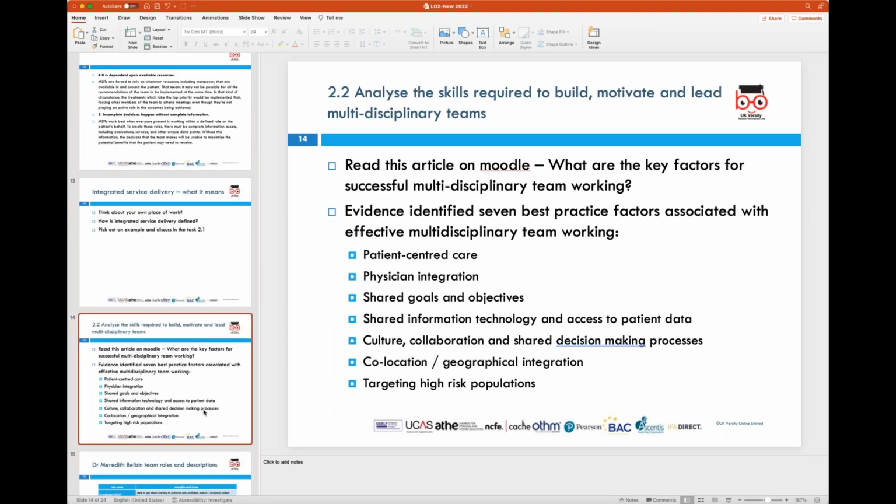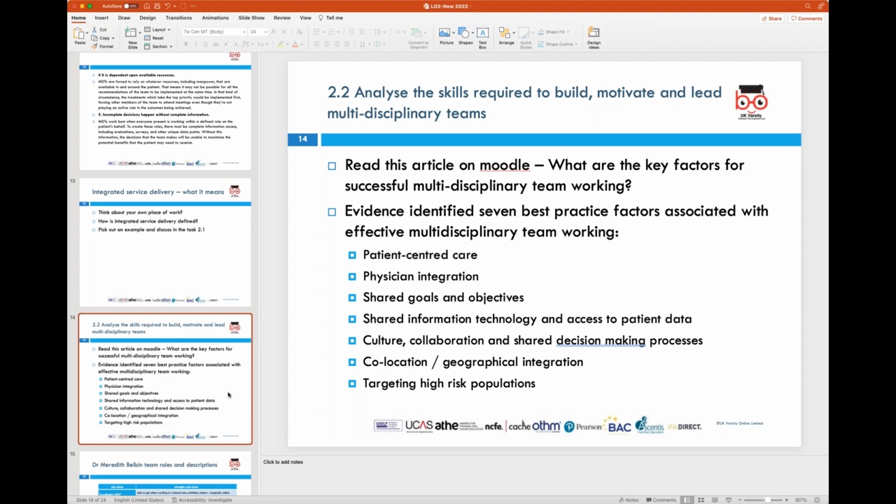Now, going across to the second assessment criteria, this particular criteria is very closely linked with task 1.2, where it talked about analyzing skills and techniques required to build cross-functional, cross-disciplinary, or multidisciplinary teams. In this particular task, we are looking at doing an analysis of the skills which are required to build, motivate, and lead multidisciplinary teams. So essentially, the focus is primarily on understanding the skills required to build an MDT.